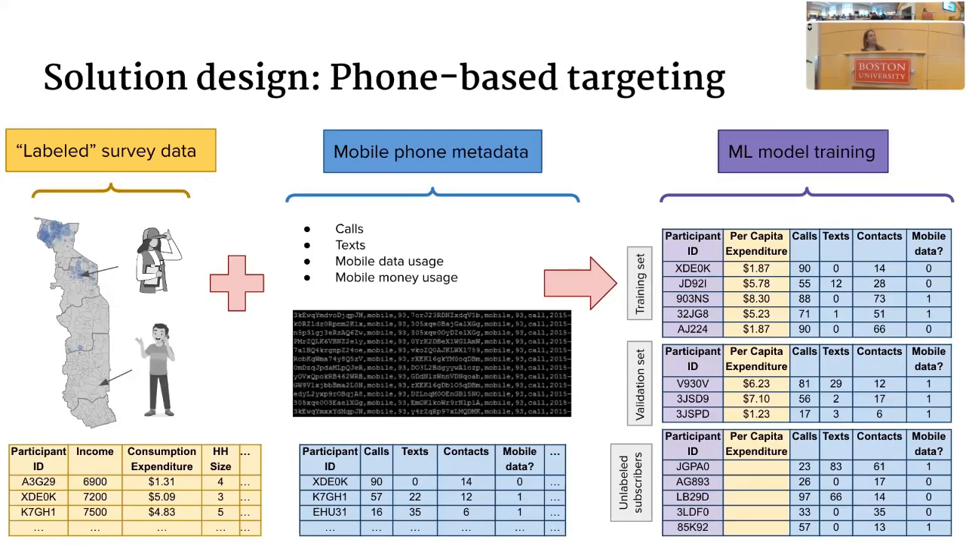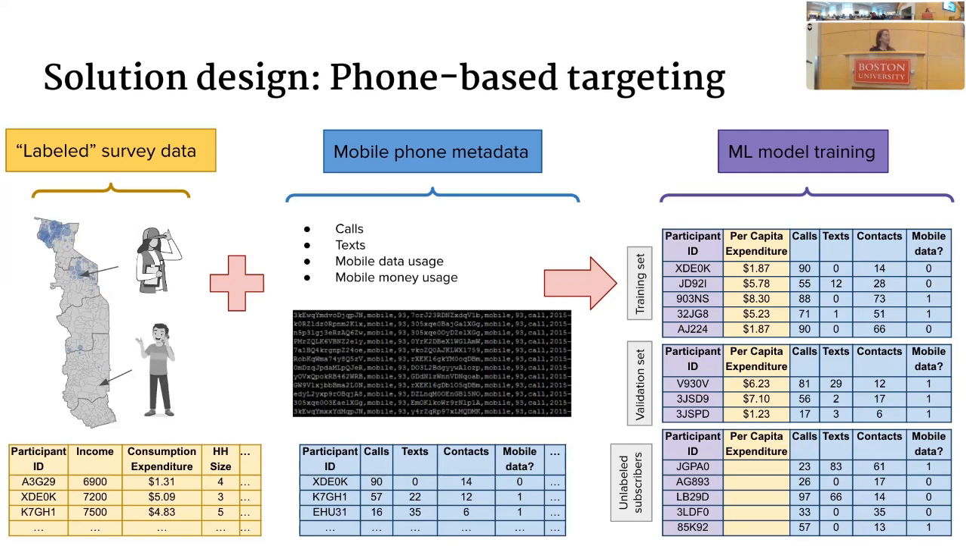We also looked into a component of phone-based targeting. For phone-based targeting, the intuition here is again, the way people use their phones is really predictive of how poor or wealthy they are. You might think that people who are wealthier are likely to make more calls, make more international calls, and use more mobile data rather than just calls and SMS because they might have access to a smartphone.